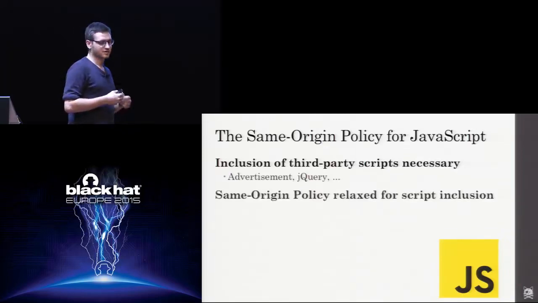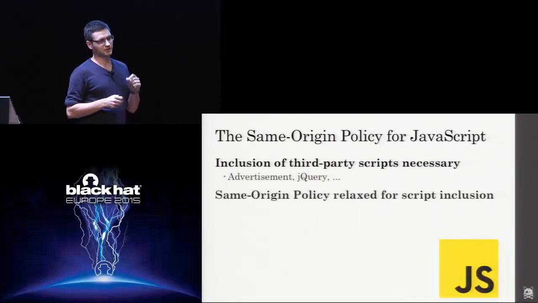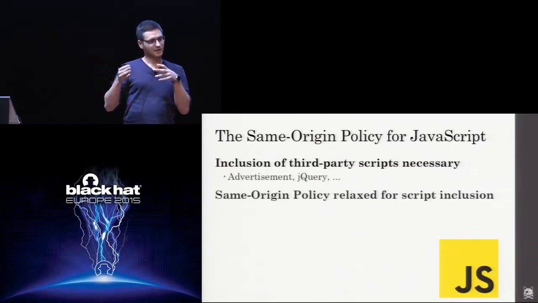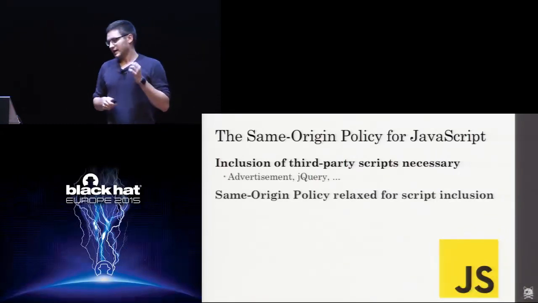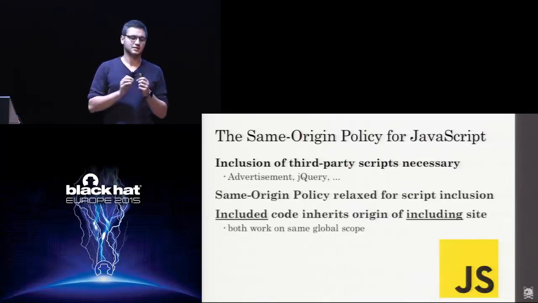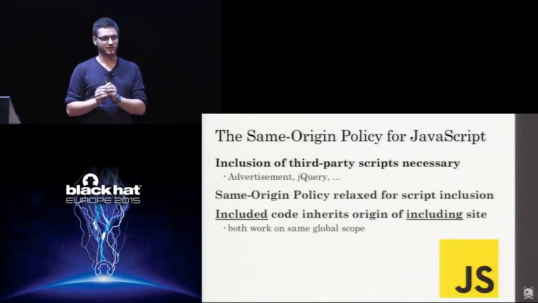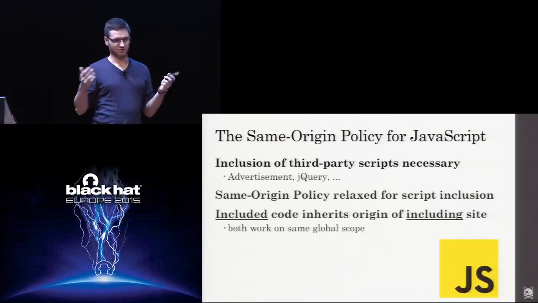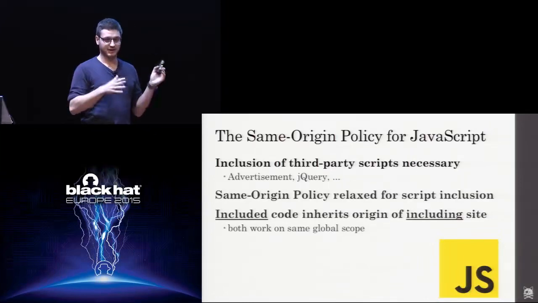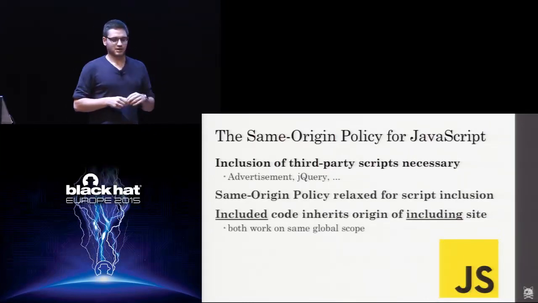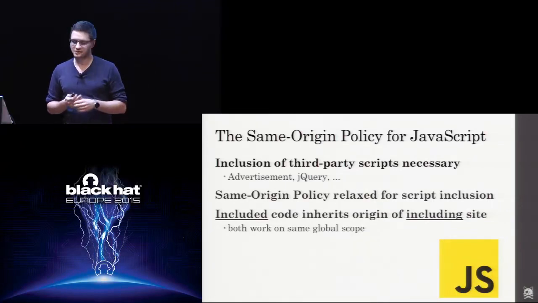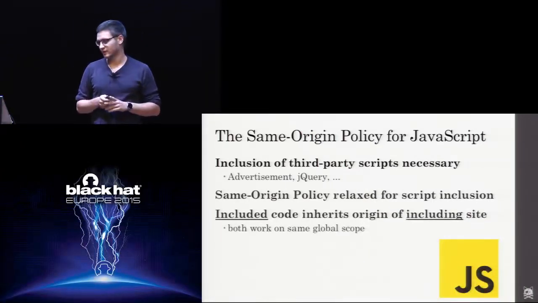And therefore, the same origin policy is somewhat relaxed for script inclusions. So it's perfectly okay to use script source remote domain, and your browser will actually fetch those scripts and then execute them in your page. And one very important fact in this case is that the included code inherits the origin of the including site. That means, let's say I have attacker.org and I include something from, say, jQuery.com, then the code is actually running in attacker.org. That means they both run in the same global scope. And while this has security implications if there are vulnerabilities in the third-party code, as we will see in this talk, it also has some security implications the other way around.